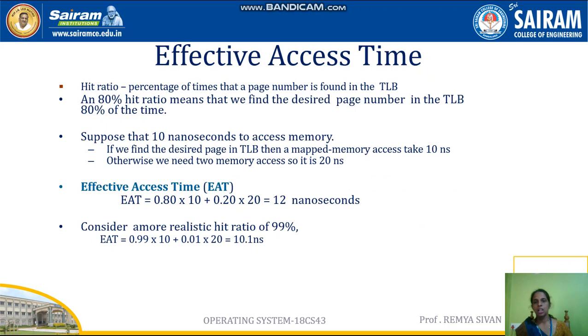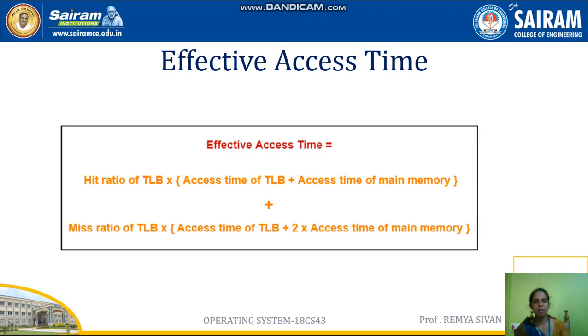One example: the hit ratio is the percentage of times that a page number is found in the TLB. An 80% hit ratio means that we find the desired page number in the TLB 80% of the time. Suppose it takes 10 nanoseconds to access memory. If we find the desired page in the TLB, then the mapped memory access takes 10 nanoseconds. Otherwise, we need 2 memory access times. I'll explain it. Here we are considering the access time of the TLB to be very small compared to the access time of main memory, so we are taking it as 0.